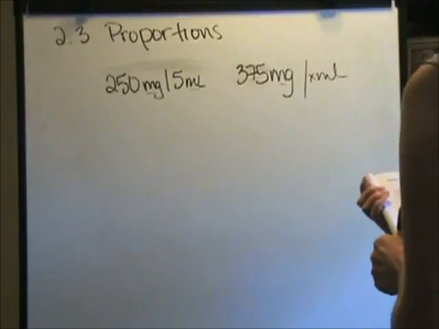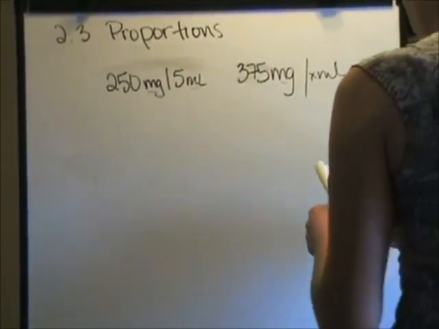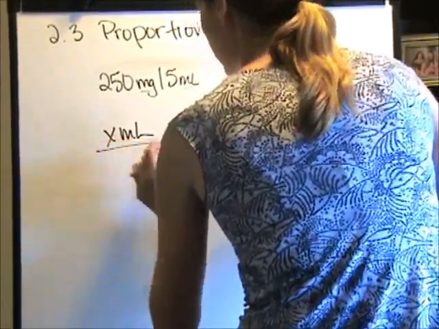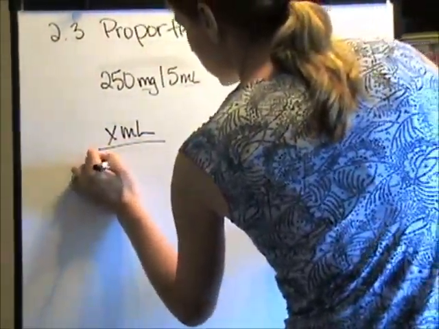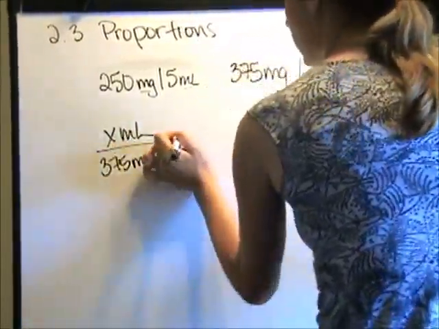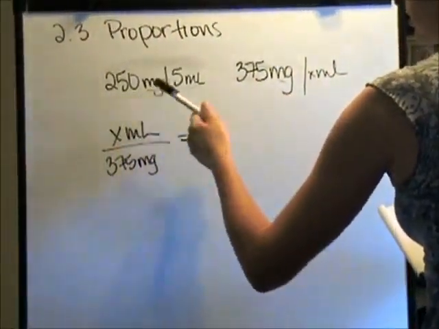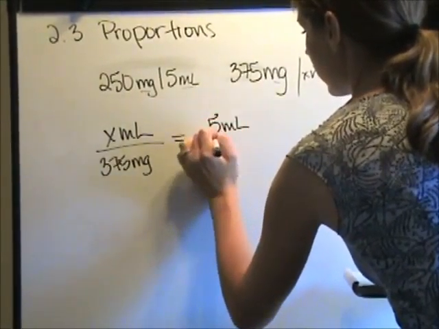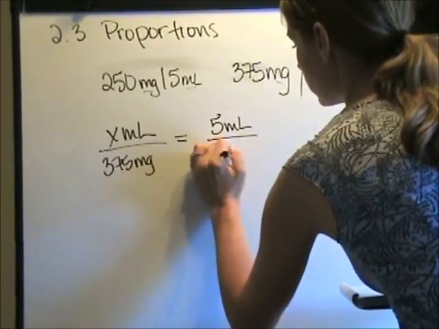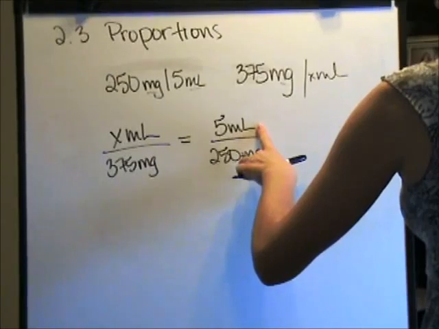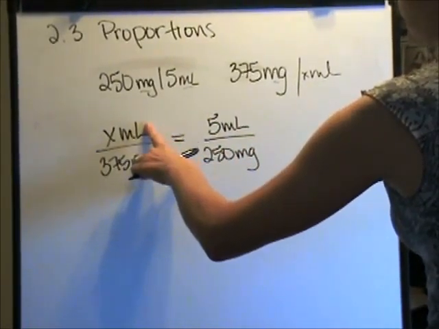When we set up our proportion, I like to put X on the left side. The desired dose is 375 milligrams, so that's always going to go underneath what we're solving for. And then we already have the available dose: 5 ml and 250 milligrams. Now it's important to remember why I put 5 ml on the top. It's because the milliliters are on the top in the numerator.